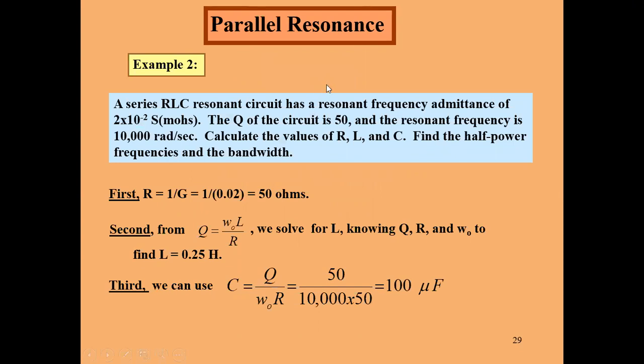So if we have been given one circuit, the previous one, with the resonant frequency and the admittance, we are able to write 1 by R, that is the reciprocal of the resistance. We are calling this one the admittance, and it is 2 into 10 raised to minus 2. And Q, the quality factor of the circuit, is 50, and the resonant frequency is 10,000 radians per second. Then we are asked to calculate R, L, and C.